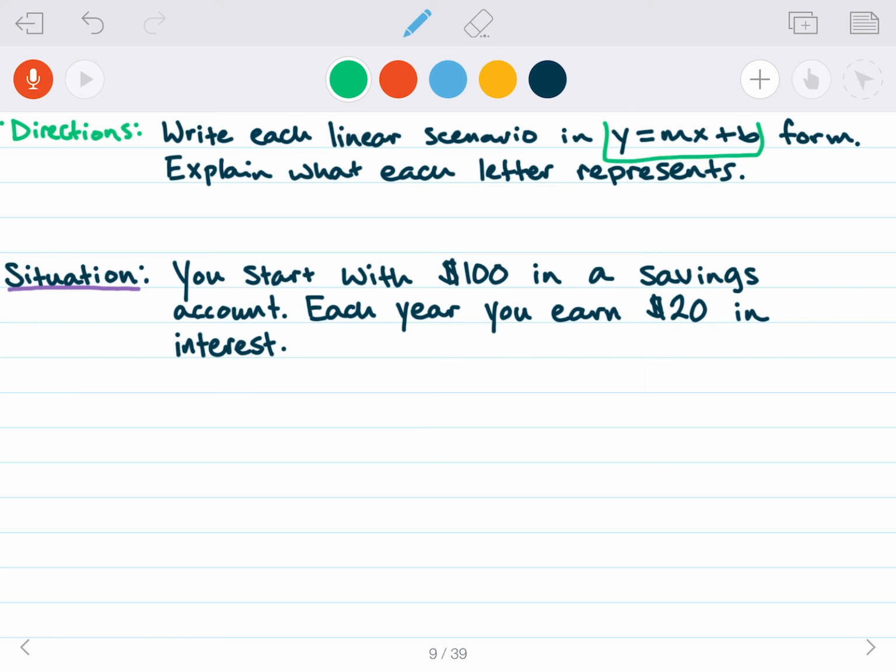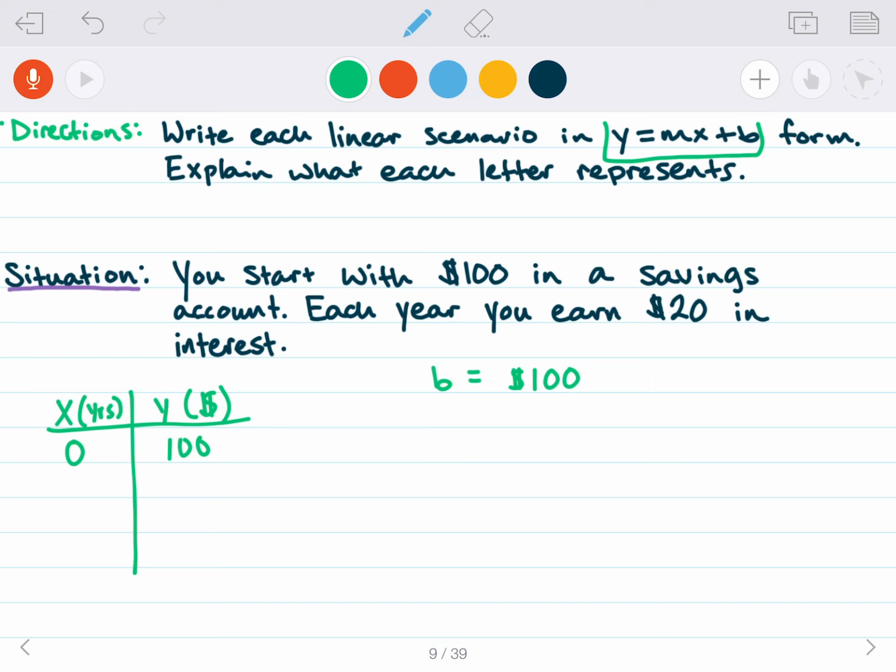So we already established that all of these are linear, so they can all be written in y equals mx plus b form. So the first situation is we start with $100. Each year we earn $20 in interest. So remember what our table looked like. We had x was in years and y was in dollars. So these are our units, all right? So we started at year 0. We started with $100. So that's going to be our b in y equals mx plus b. So b is going to be $100. All right, so far so good.